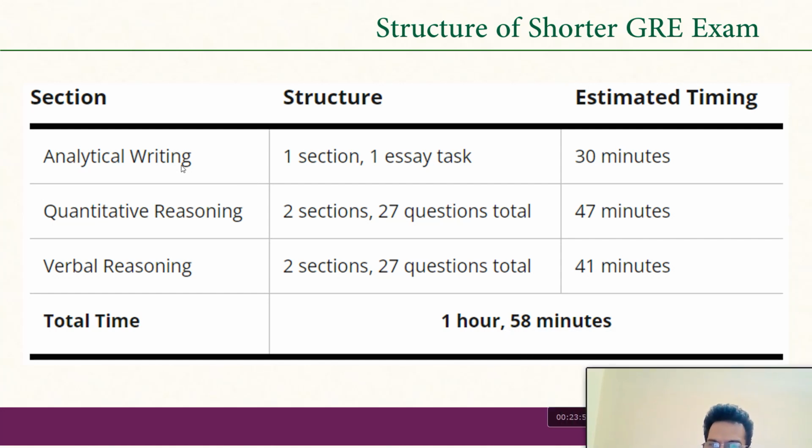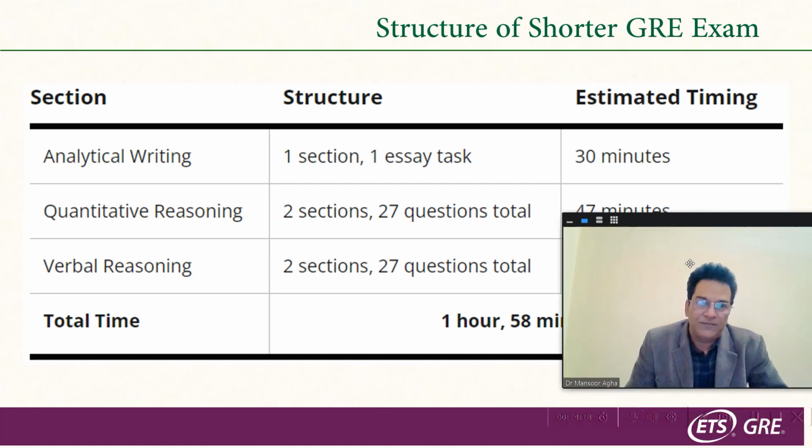It has an AWA section which has one essay task which takes a total of 30 minutes. There's a quantitative reasoning which has got two sections with a total of 27 questions and takes 47 minutes. Then a verbal reasoning section which again has two sections with a total of 27 questions and 41 minutes. So the estimated time of this test is 1 hour 58 minutes.